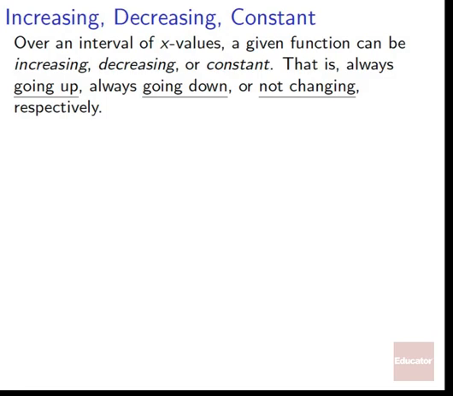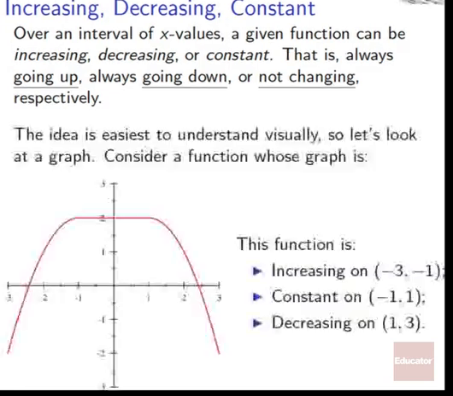Over an interval of x values, a given function can be increasing, decreasing, or constant. That is, always going up, always going down, or not changing. Its number will always be increasing, its number will always be decreasing, or its number will not be changing. And by number I mean the output from the inputs as we move through those x values. This is much easier to understand visually, so let's look at it that way.